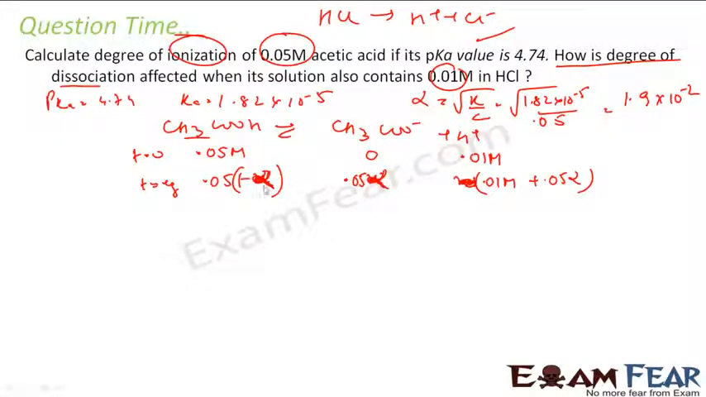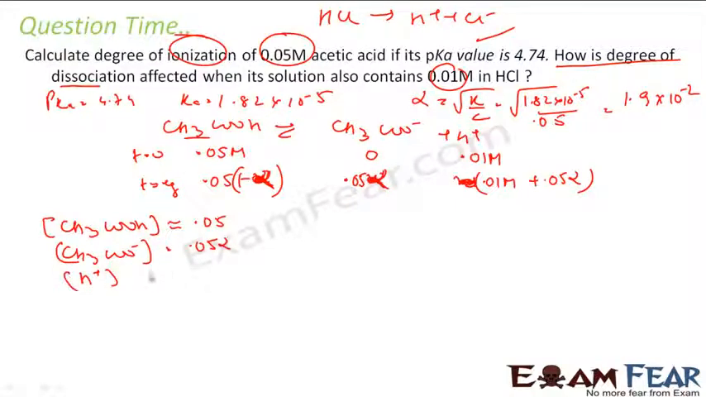Since the reaction will proceed very less in the forward direction, I can assume that the concentration of CH3COOH is almost equal to 0.05, so alpha is almost 0. And CH3COO minus I can't ignore here, so it has to be 0.05 alpha. And H plus I can take almost equal to 0.01 because this is a very small value.